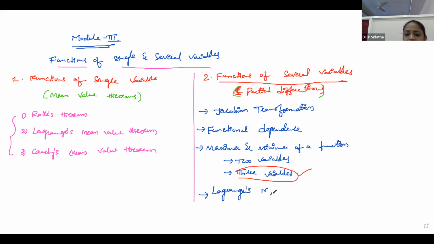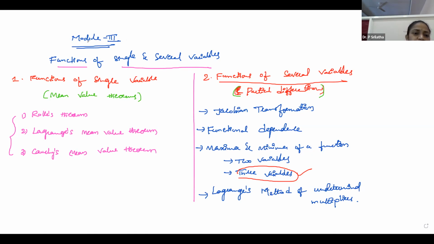That is Lagrange's method of undetermined multipliers. Lagrange's method of undetermined multipliers. Okay, is it clear, all of you?